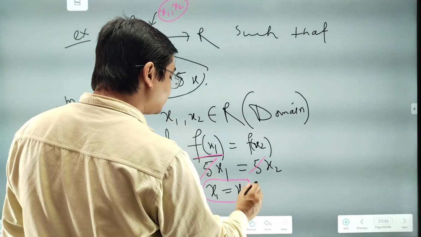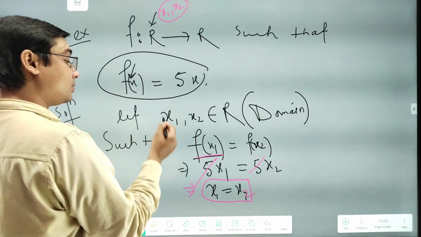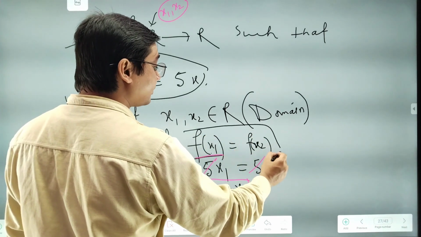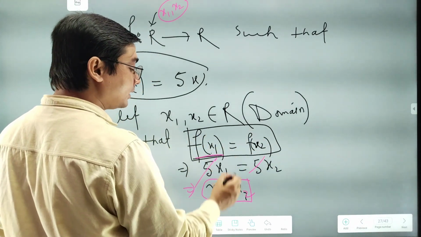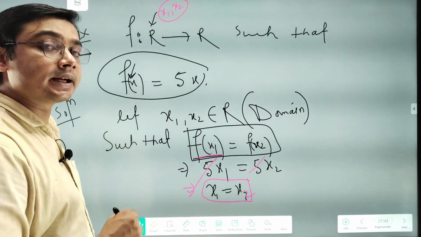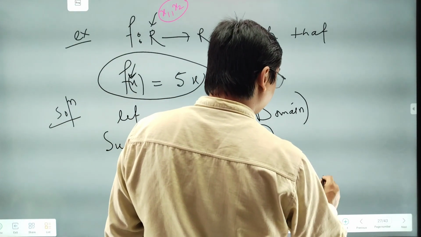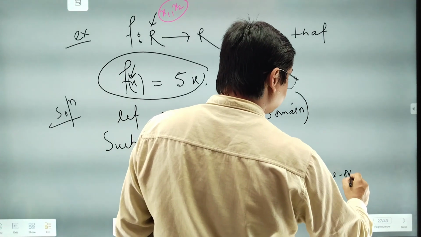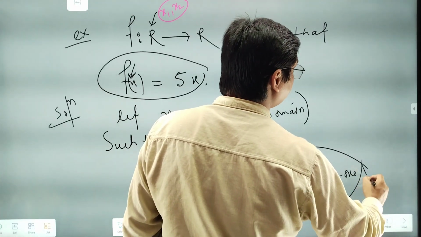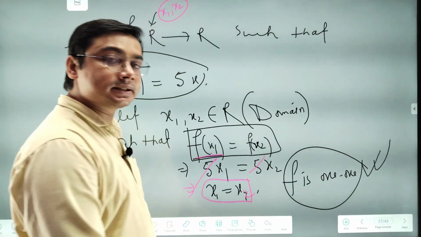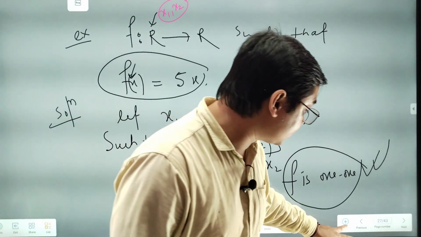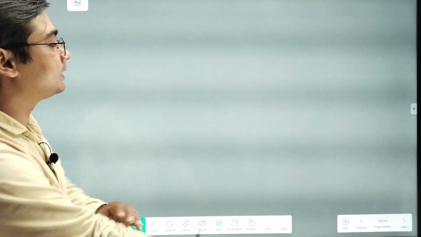So finally, if we choose f of x1 and f of x2 equal, we get that x1 and x2 are equal. That means our function is one-one. This function f is one-one. So again, another question, another function we will consider here.